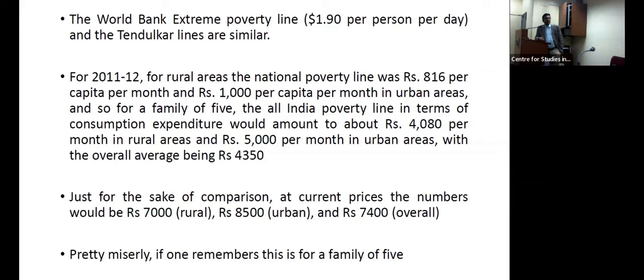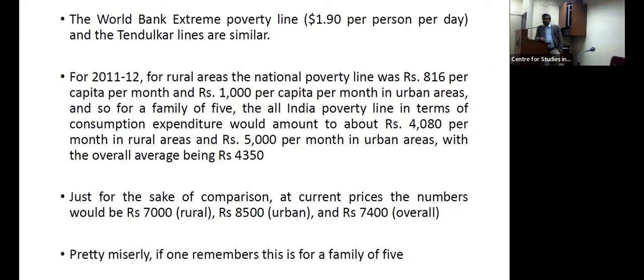One has to keep in mind that this is per capita per month. If you assume a family of five, this is basically ₹4,000 per month in rural areas and ₹5,000 per month in urban areas. So this is the monthly expenditure for a family of five in 2011-12 that defines the poverty line. If you're below this, you're classified as poor.